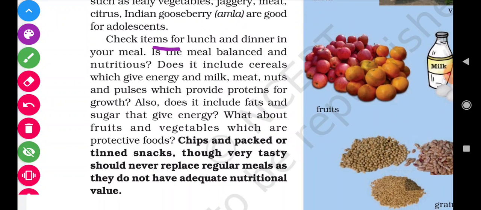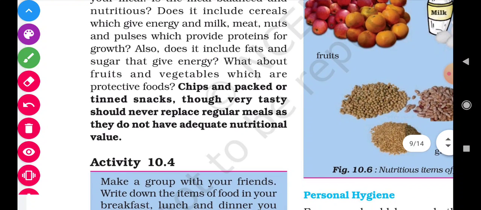Check items for lunch and dinner in your meal. Is the meal balanced and nutritious? Does it include cereals which give energy and milk, meat, nuts and pulses which provide protein for the growth? Also, does it include fats and sugar that give energy? What about fruits and vegetables which are protective foods? Chips and packed or tinned snacks, though very tasty, should never replace regular meals as they do not have adequate nutritional value.